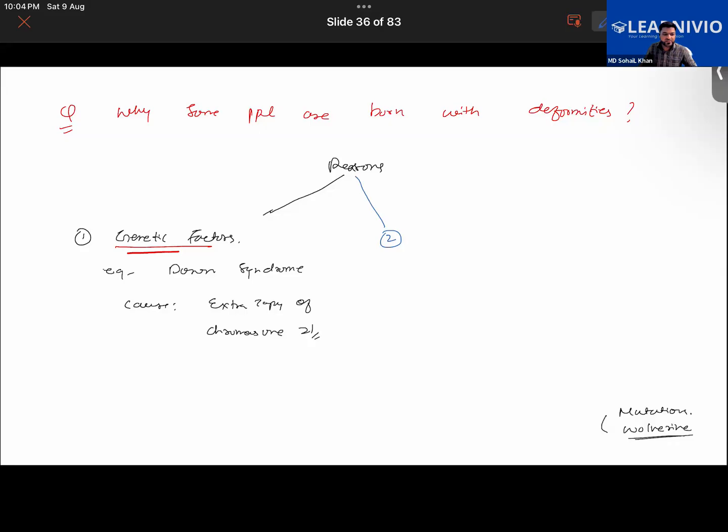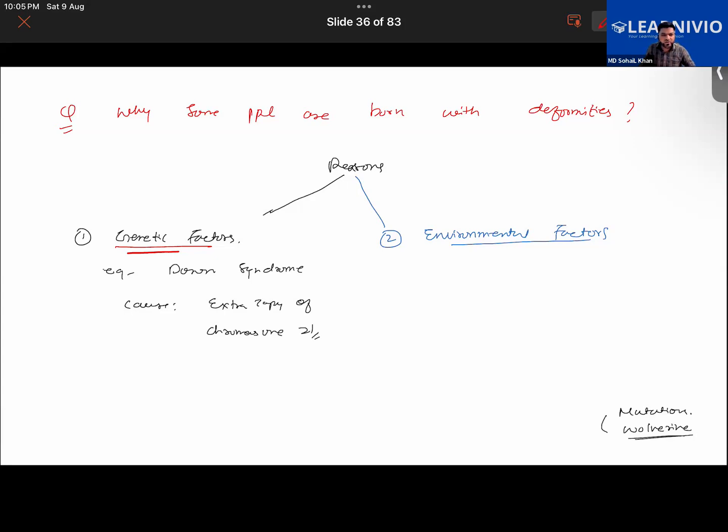Then some other reasons for it, as I said, could be the environmental factor to which the pregnant woman was exposed. What could it be? It could be an infection caught by the mother during pregnancy, some viral infection. It might be exposure to harmful substances. For example, if some woman is alcoholic, alcohol has a very bad effect on the growth of the fetus, right?